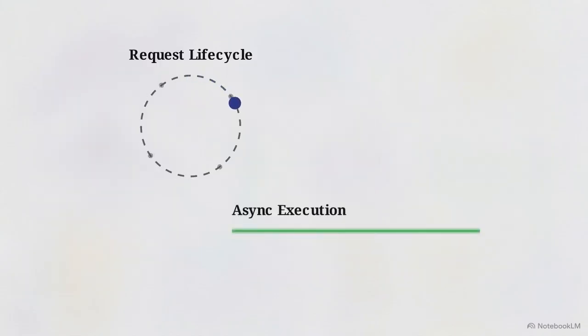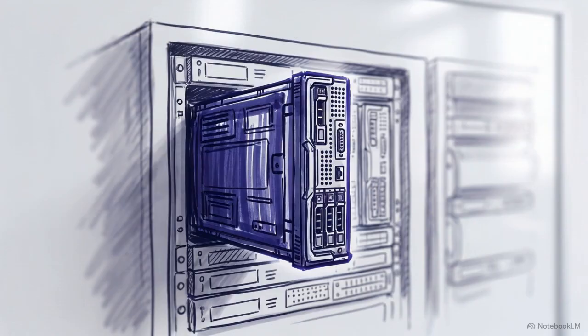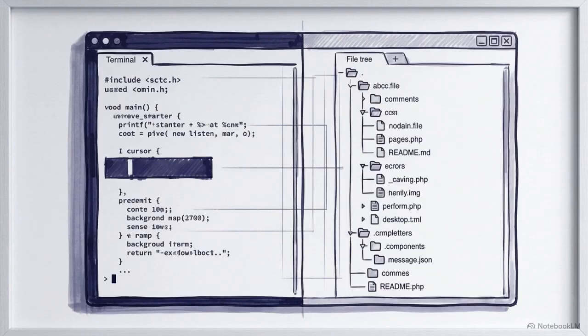Making this shift moves your asynchronous logic out of the standard request lifecycle and into an execution layer designed to persist through server restarts and network interruptions. Start by opening your existing project. We'll keep the terminal ready on the left and our file tree on the right.